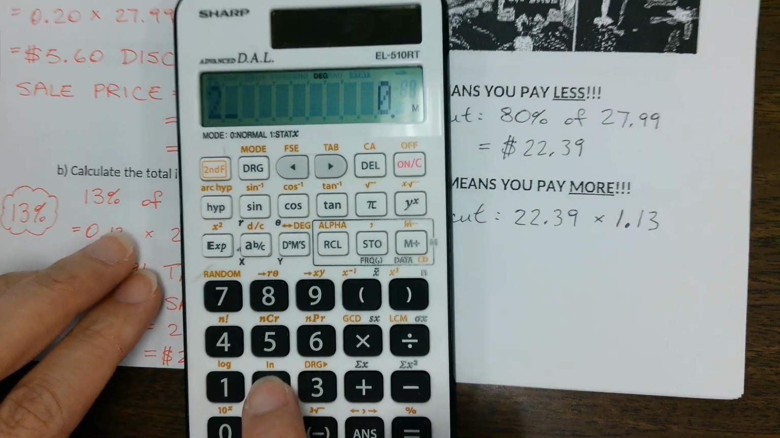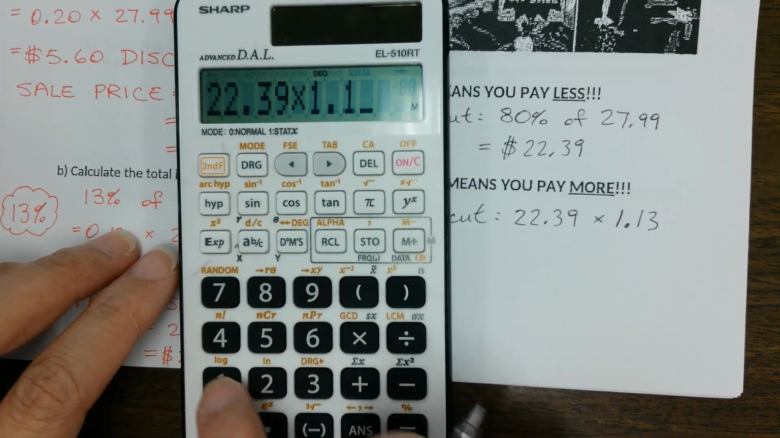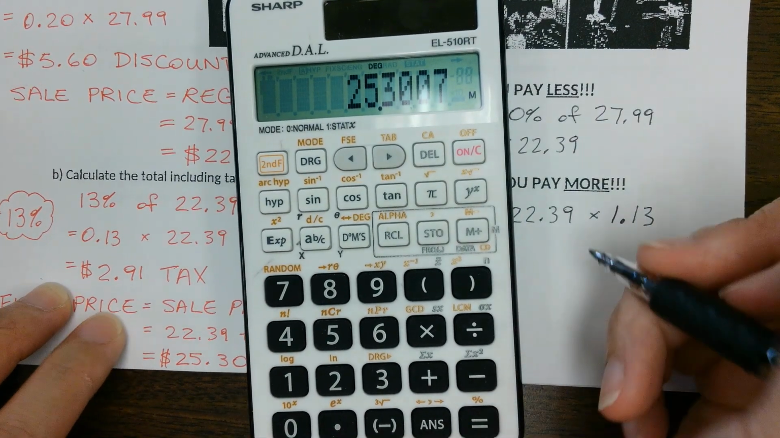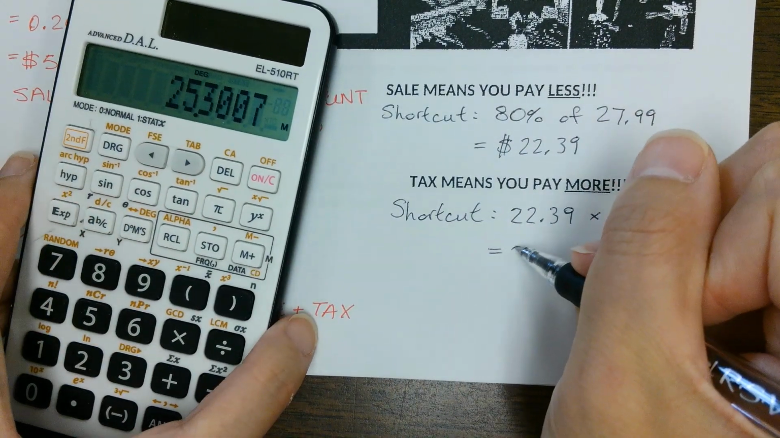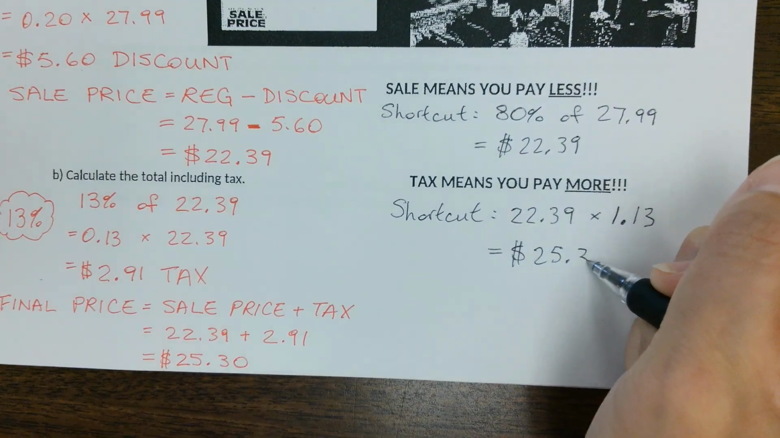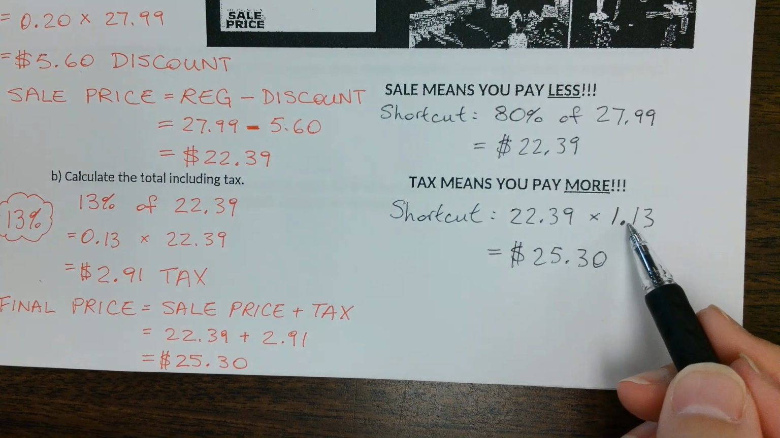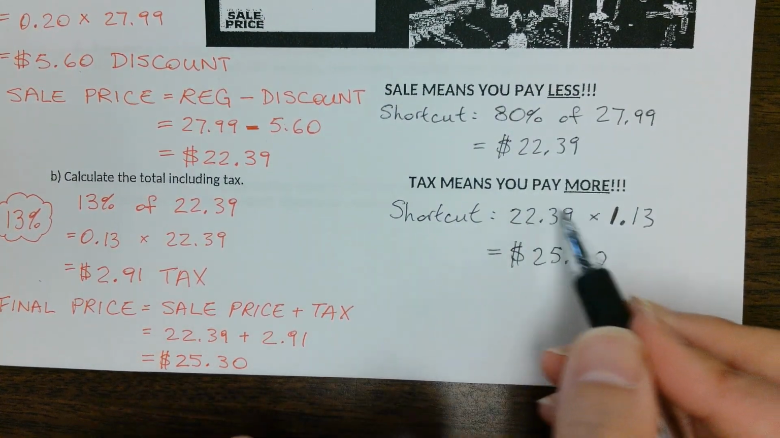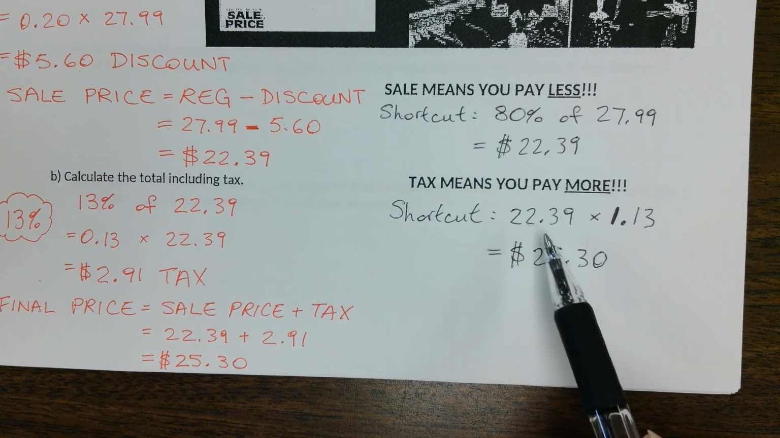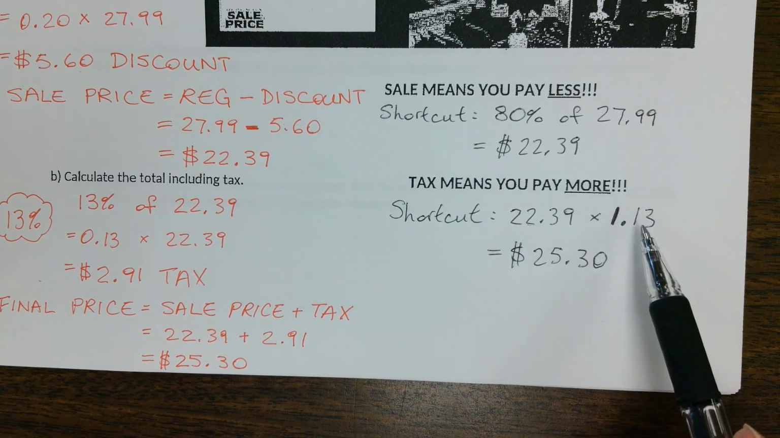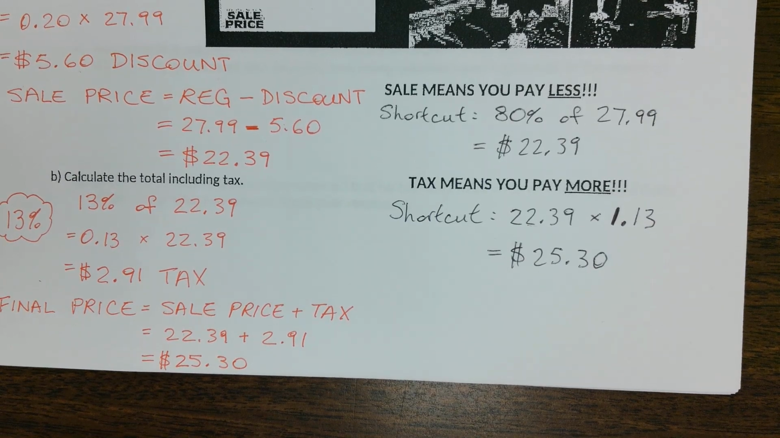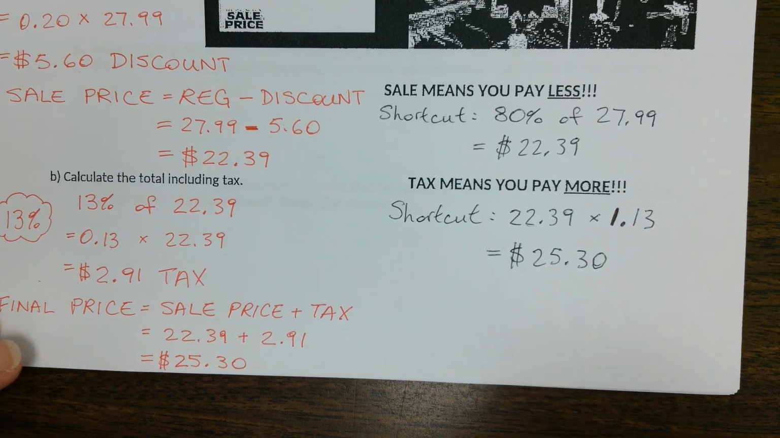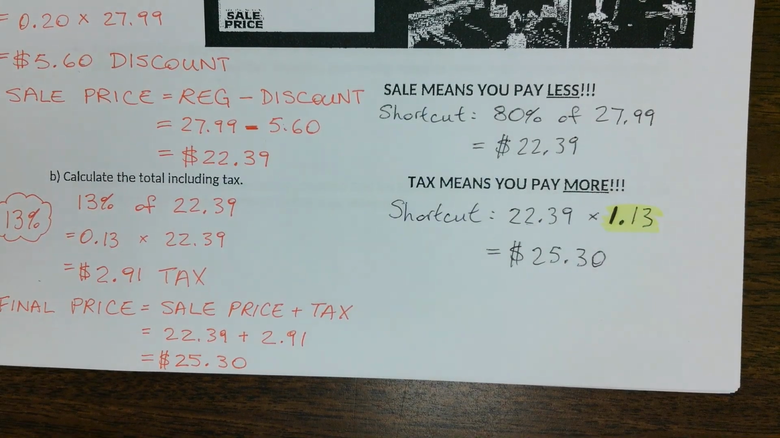Let's see what do we get. 22.39 times 1.13. Ta-da! 25.30. In one line. 25.30. 1.13, because that 1 already considers this 22.39. So the original price, and then adding a 13% to it, that's how you get it in one step. Yeah. So I do encourage you guys to always do this method. Like this, times by 1.13.